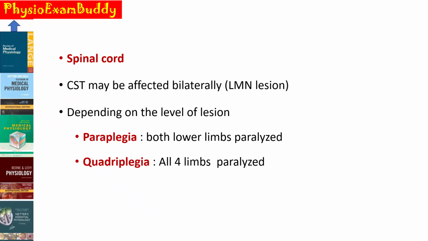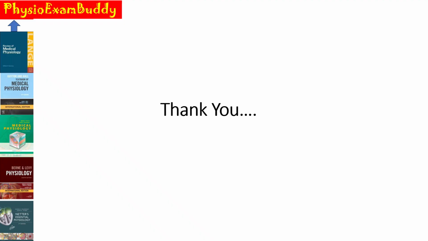And if the lesion occurs in the spinal cord, both the corticospinal tracts may be affected. That is bilateral affection of the corticospinal tract resulting in LMN type of lesions. So depending upon the level of lesion, you can either get paraplegia, which means both your lower limbs will be paralyzed, or it may be quadriplegia if it occurs in the cervical level of the spinal cord. That is all four limbs will get paralyzed.